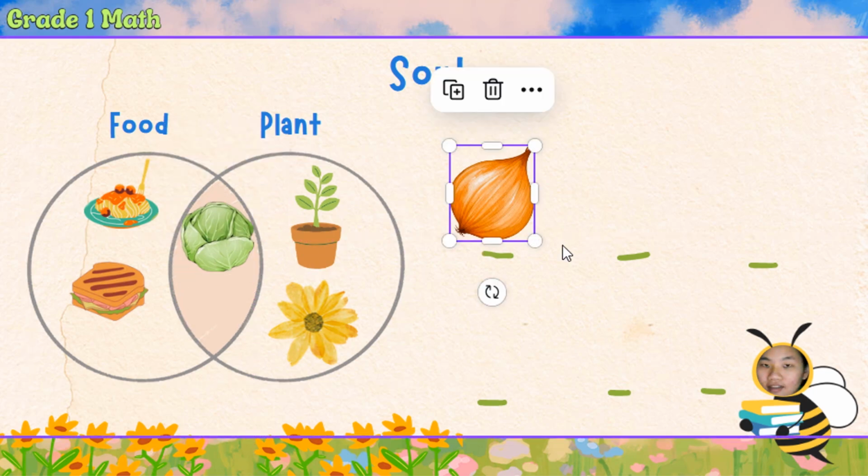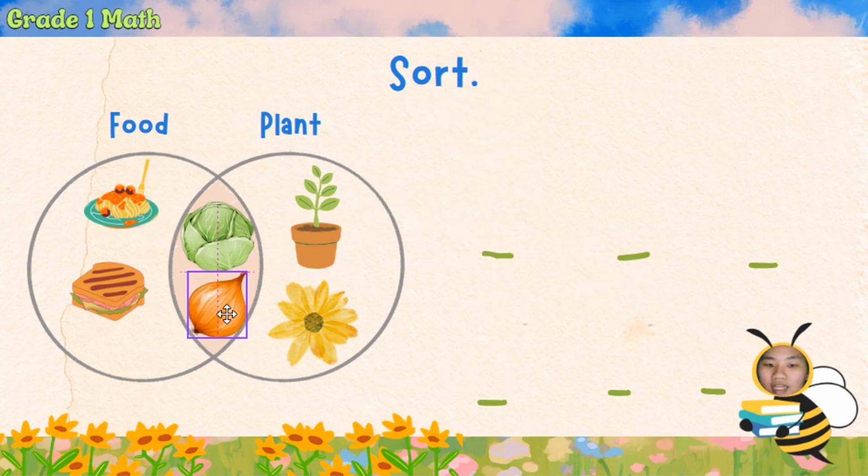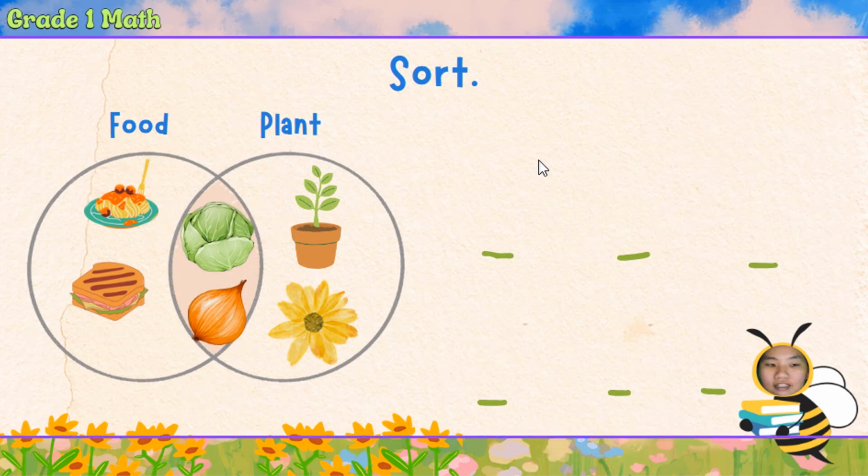Next up, onion. Okay? Same thing with onion. Onions grow on the ground. It is a vegetable, a plant, but they sell it in the supermarket, and it goes really, really well in spaghetti. Okay? So it is both a food and a plant.